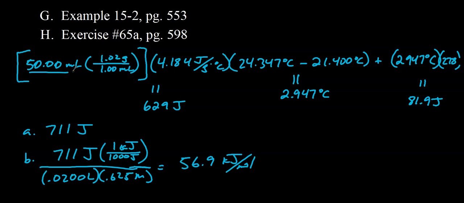The calorimeter itself is also absorbing energy. So again, same change in temperature as the solution. The heat capacity of the calorimeter is 27.8 joules per degree Celsius. So the calorimeter itself absorbs 81.9 joules. Take those, add them up. Because of our significant figures, we end up with 711 joules of energy total released by the reaction, absorbed by the solution that those chemicals are in.